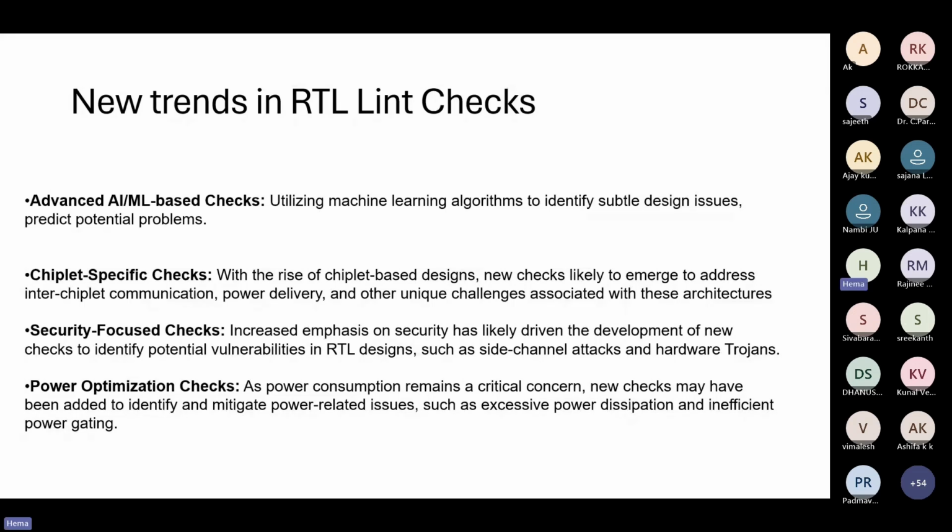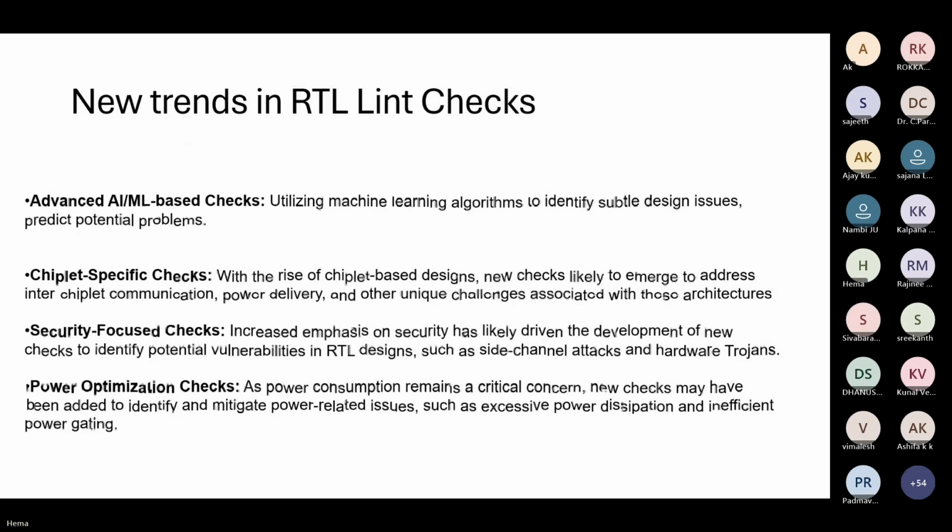So other additions that can come to the RTL lint checks are power optimization checks. Power consumption is always a critical concern. So new checks related to mitigating power related issues, excess power dissipation and power use in the new open source tools.